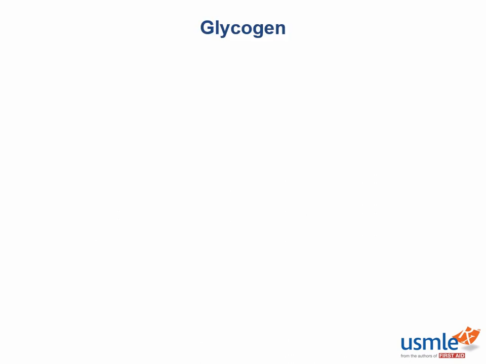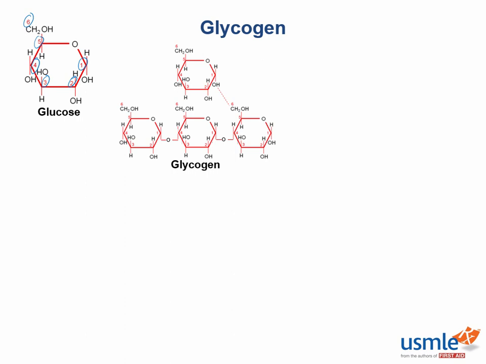Now let's go over what actually happens during both glycogen synthesis as well as glycogen breakdown. So this is what glucose looks like. It has 6 carbons, which are labeled here 1 to 6. And this is what glycogen looks like. And it's just a polymer of glucose.